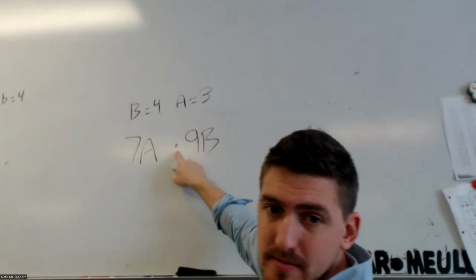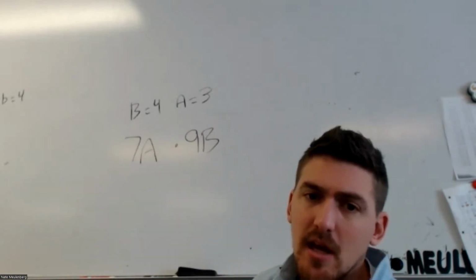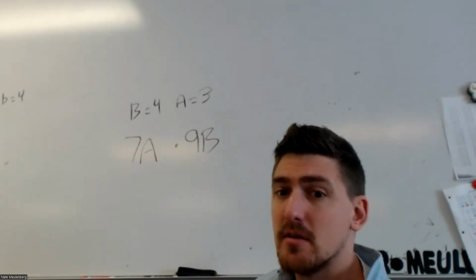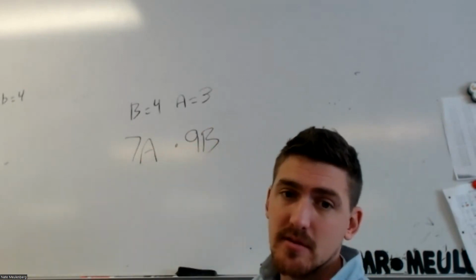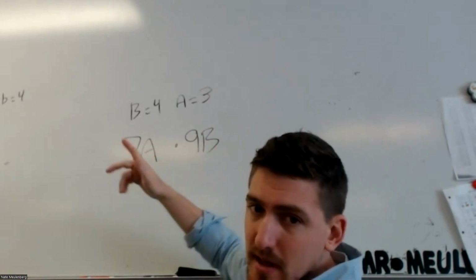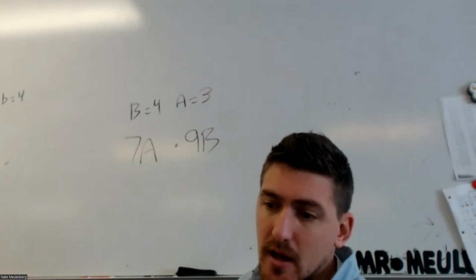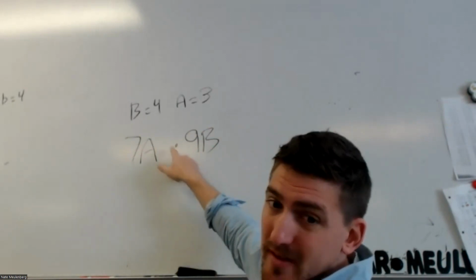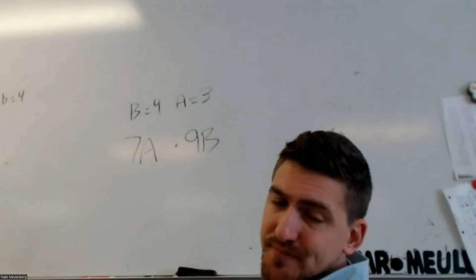This little dot right here means times. Because we're doing algebra now and we have letters, I don't like to do x too much because x could mean the letter x or it could mean times. So for pretty much any algebra class, the teacher will have a little dot instead of a multiplication sign. Just get used to seeing that. So this is 7a times, if you want to think of it like an x, you can, 9b.